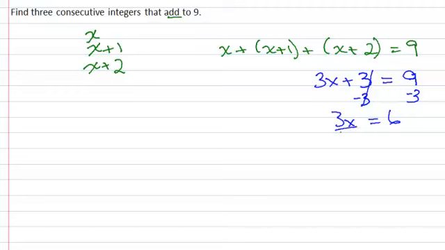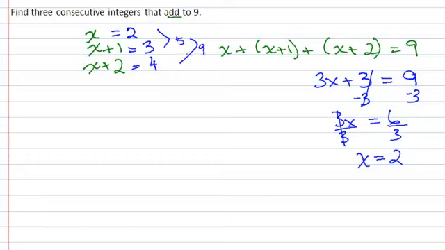Dividing out that coefficient. So x is equal to 2. So x is 2. The next one then is 2 plus 1, or 3. And the next one is 2 plus 2, or 4. Now when I add these together, there's 5. 5 plus 3 is 9. So we know that we're good. So the 3 consecutive numbers that add to 9 are 2, 3, and 4.